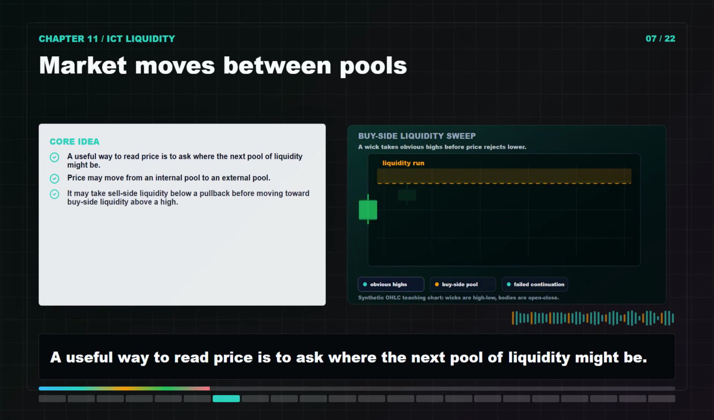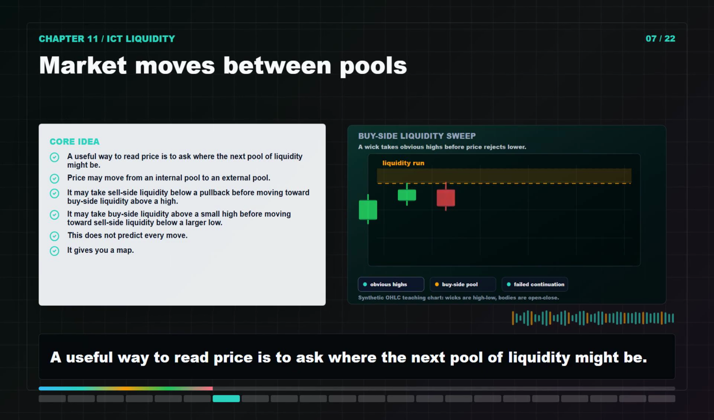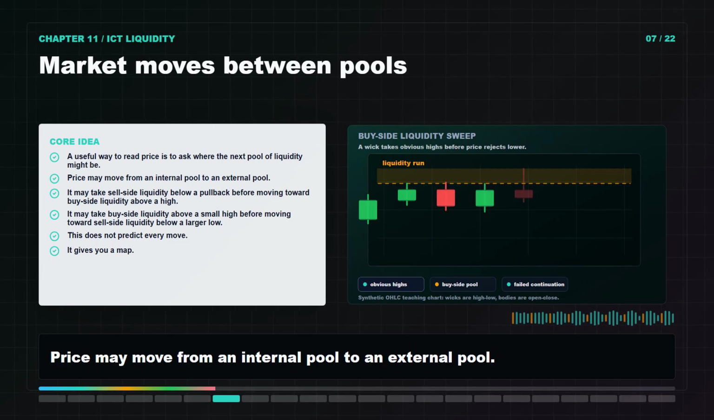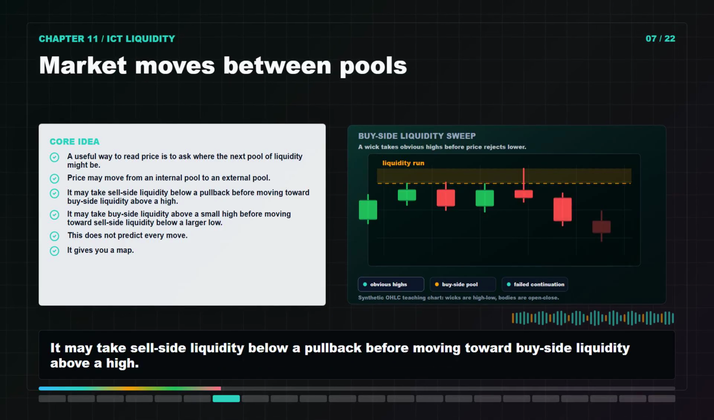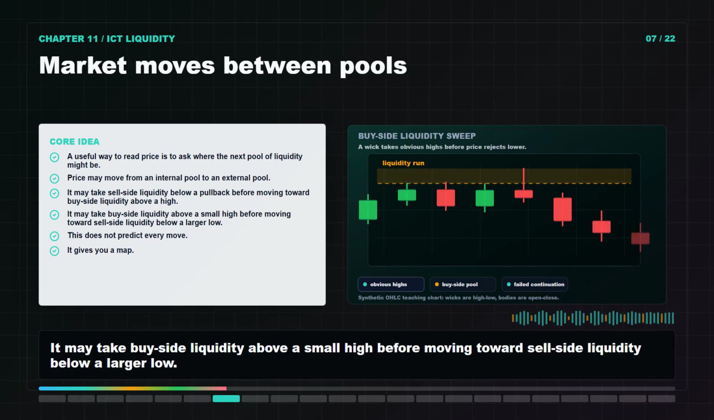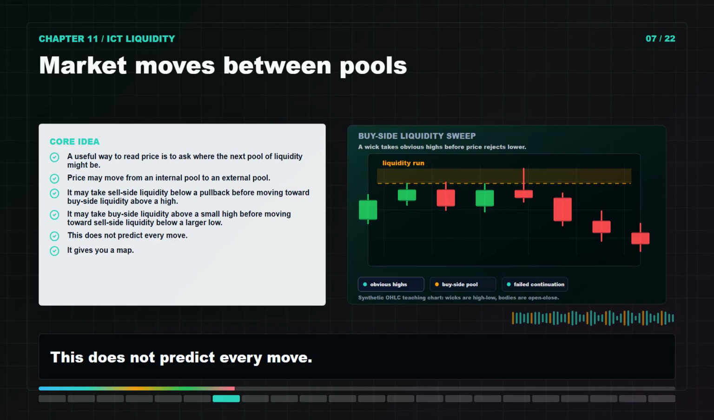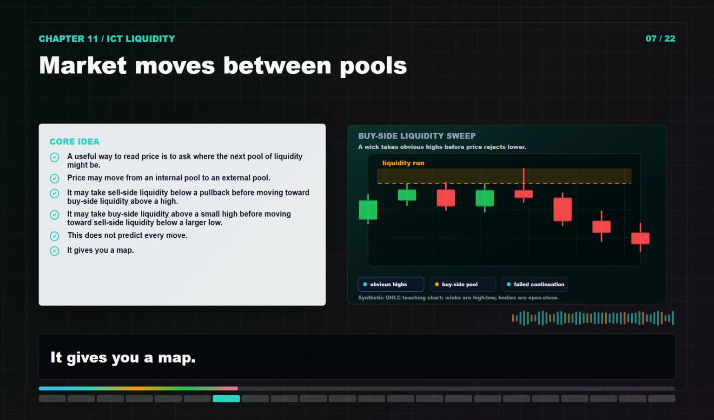A useful way to read price is to ask where the next pool of liquidity might be. Price may move from an internal pool to an external pool. It may take sell-side liquidity below a pullback before moving toward buy-side liquidity above a high. It may take buy-side liquidity above a small high before moving toward sell-side liquidity below a larger low. This does not predict every move. It gives you a map.